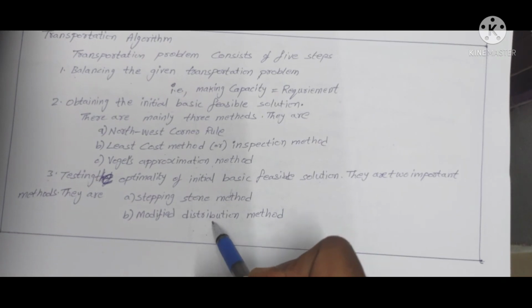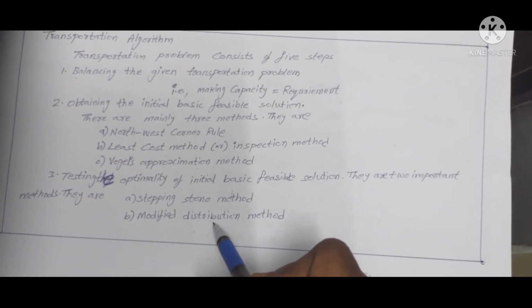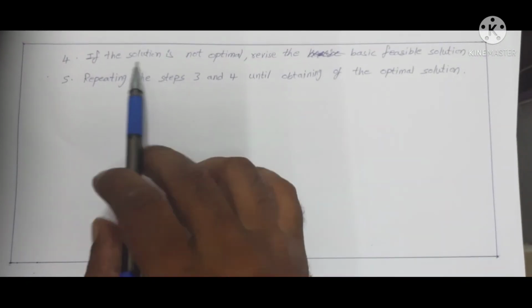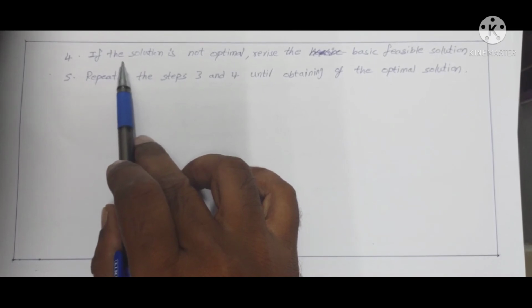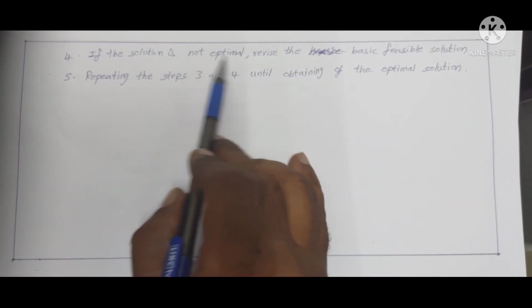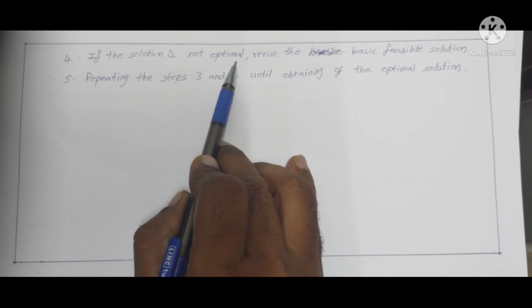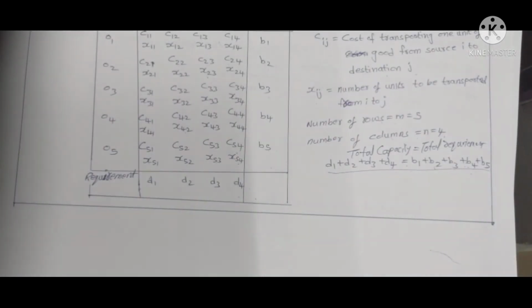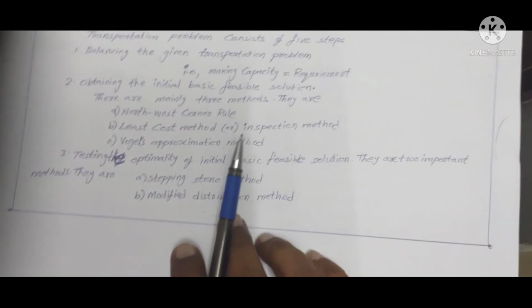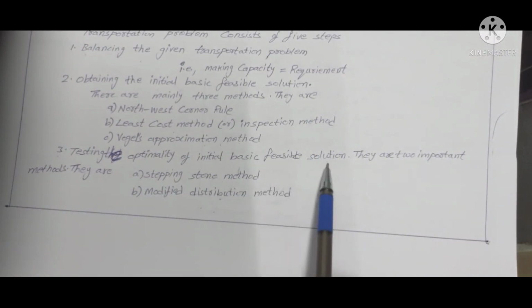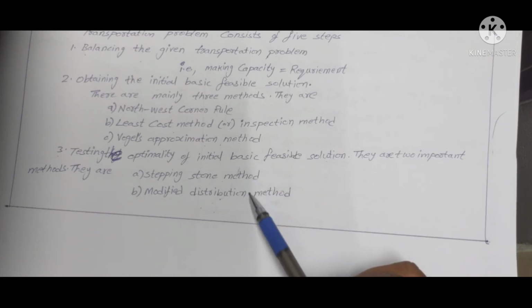So after completing the third step, again we go for the next step. What is the next step we are having? So here, what is the fourth step? If the solution is not optimal, that means after completing the third step. So what is the third step? Testing of optimality of the initial basic feasible solution by using any one of these two methods.